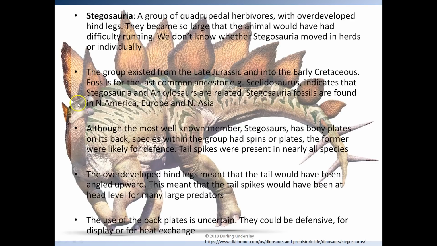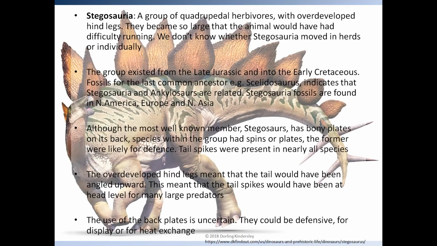Stegosauria fossils are found in North America, Europe, and North Asia. So once again, they were only limited to the northern hemisphere continents, because of course by the time the stegosaurs made their appearance, the southern hemisphere continents had separated off, and they were doing their own thing. So the stegosaurs could never have gotten to them.